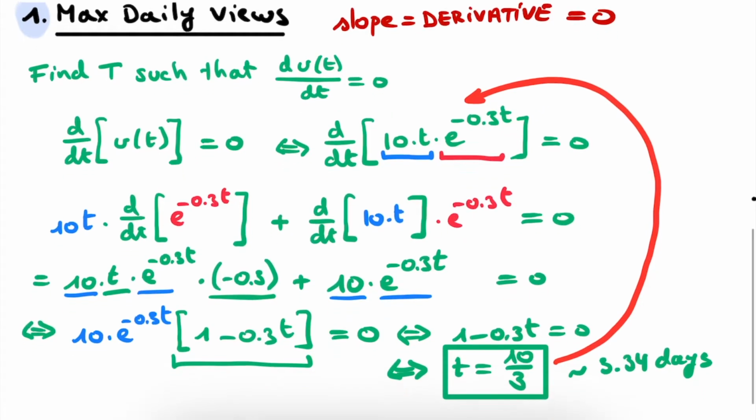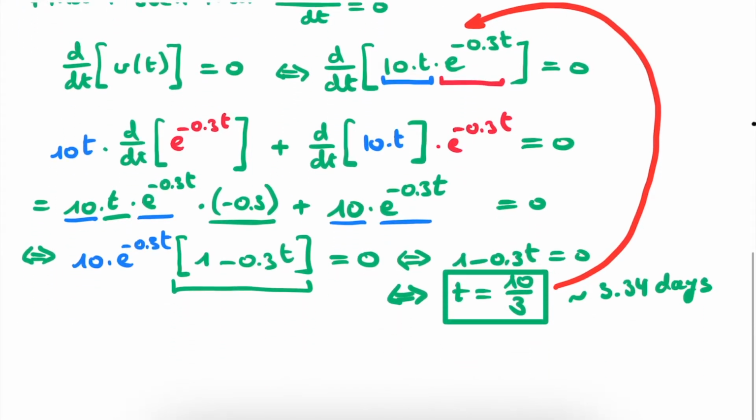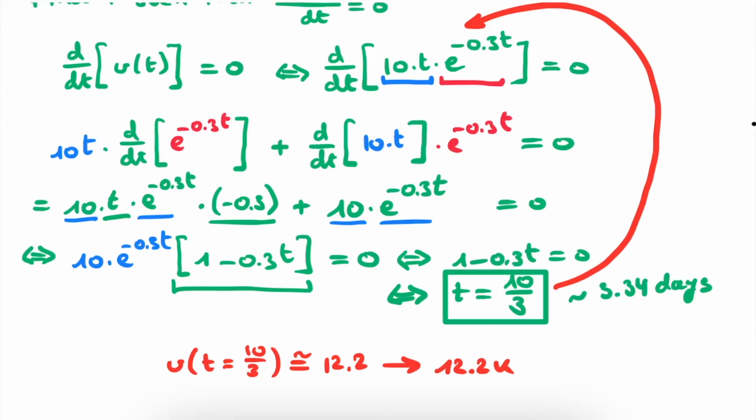And if we do this calculation, then we find the maximum number of momentary views. And this would be v of t equals 10 divided by 3, which turns out to be roughly 12.2. And if we remember that this function represents the number of views in multiples of 1000, that would mean that we have 12.2k views at this moment.